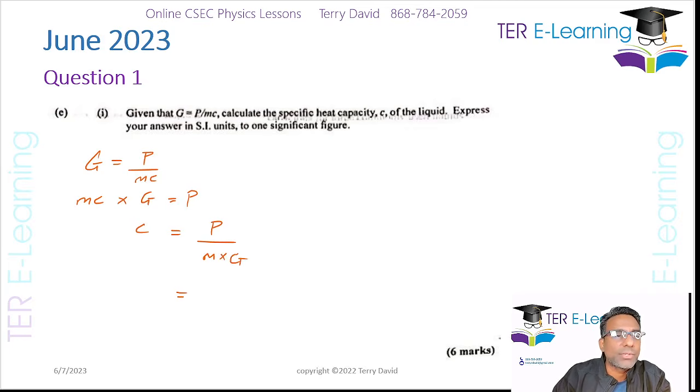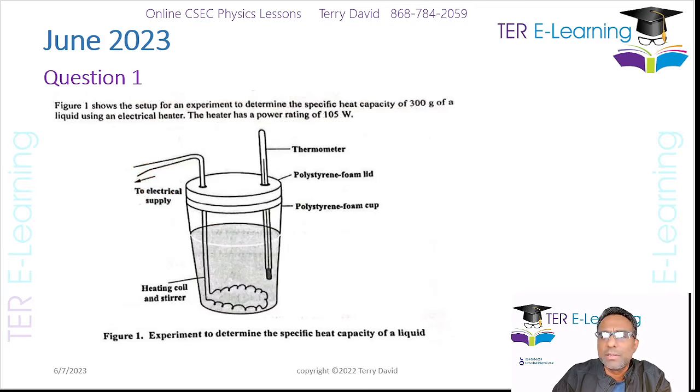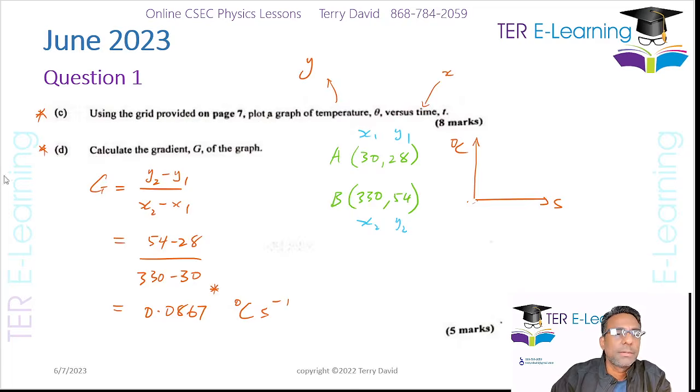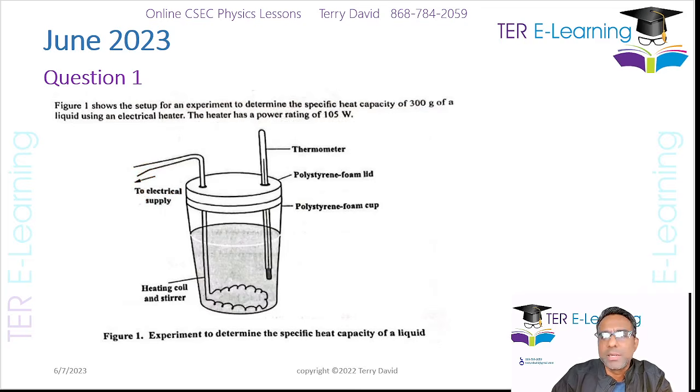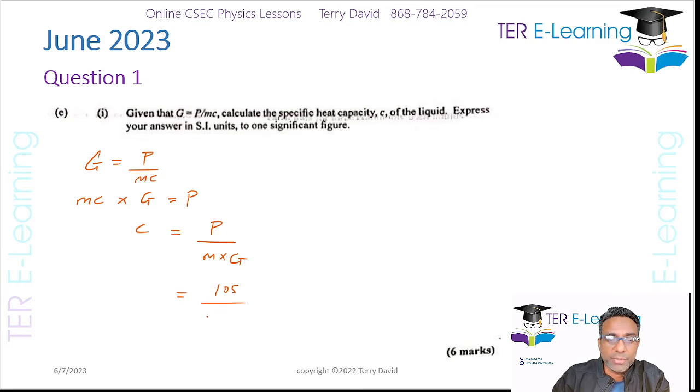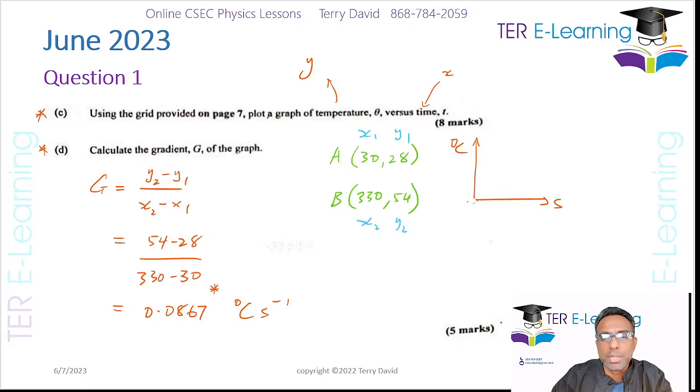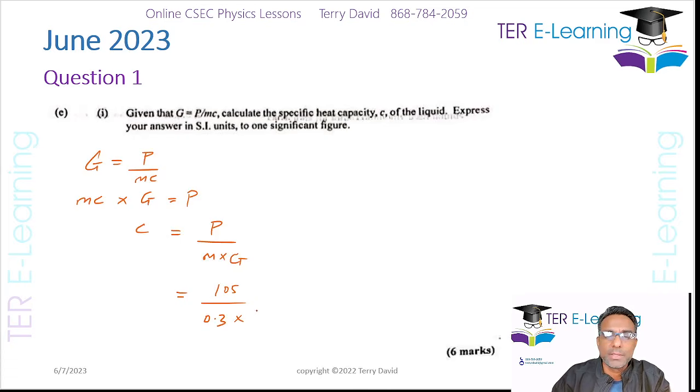So my power, they told you the power of the heater in the beginning somewhere. It's 105 watts. Right? So it's 105 over the mass, which they told us. So the mass is 300 grams, but I'm going to work in kilograms. You don't have to, right? So you can put 300 or you can put 0.3 kilograms, multiplied by the gradient that I just got there, which was 0.0867.